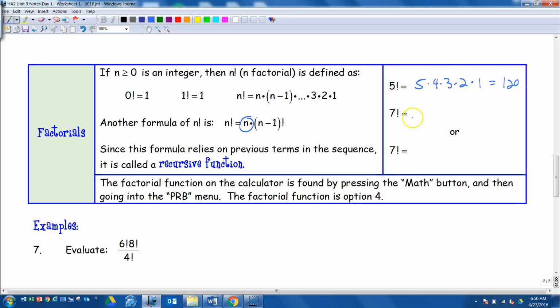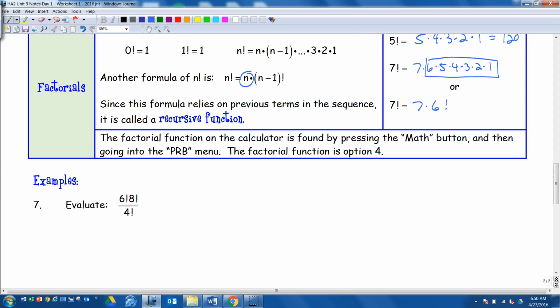Now, I'm going to show you 2 ways to write this. 7 times 6 times 5 times 4 times 3 times 2 times 1. Or, how can we rewrite this? This is 7 times, and then 6 times 5 times 4 times 3 times 2 times 1 is just 6 factorial, right? So you could take one of them off and then say the rest is a factorial. Those are 2 different ways to do factorials.